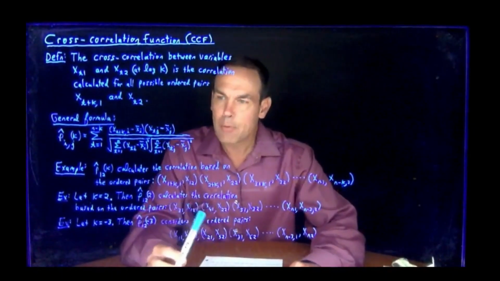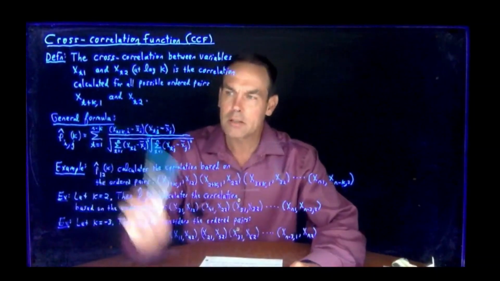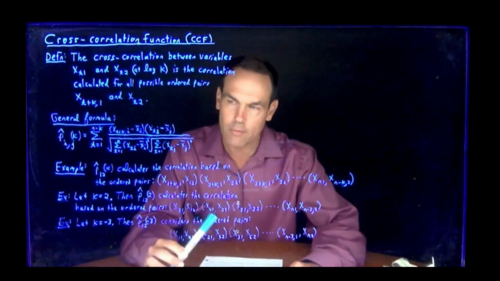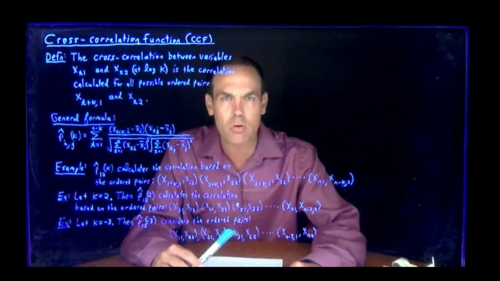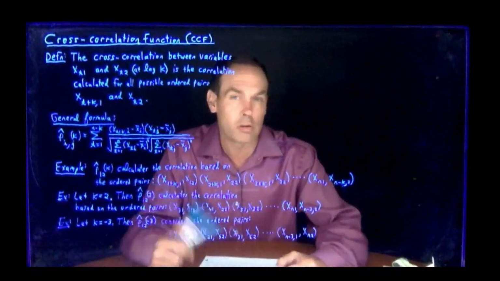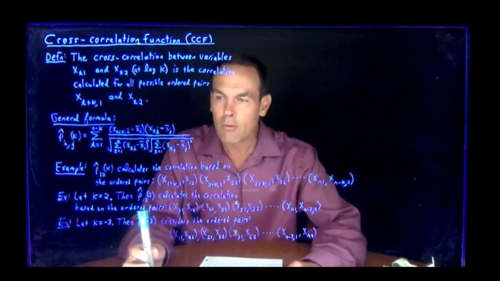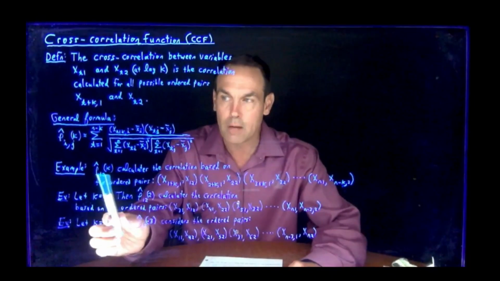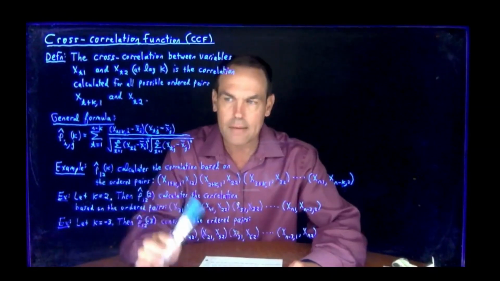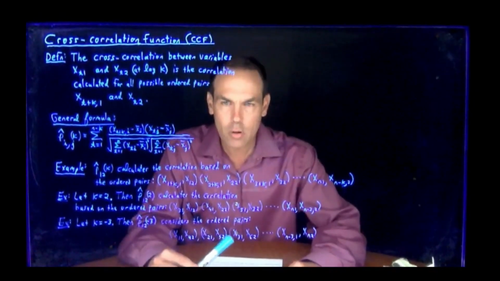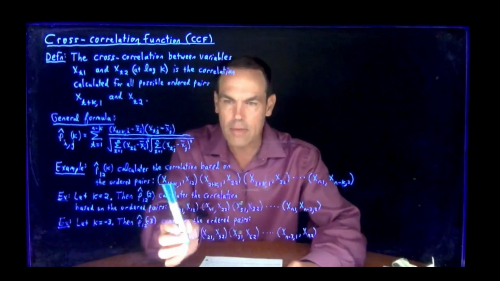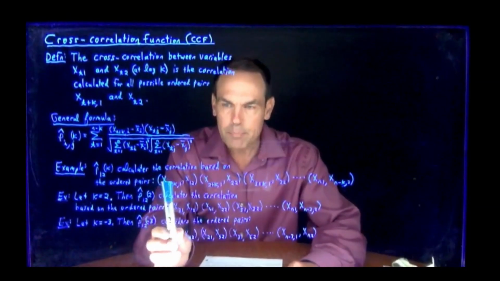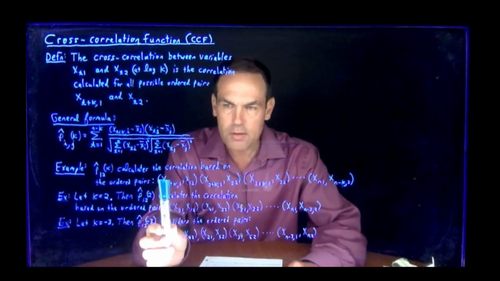Okay, so here's an example. Let's use this crazy looking general formula and see if we can plug in some numbers and make things a little more clear to us. So rho hat of 1, 2, remember that's variable 1, variable 2, of k calculates the correlation coefficient based on a bunch of ordered pairs, and here they are. Notice the form of this. Let's look at the second variable throughout.